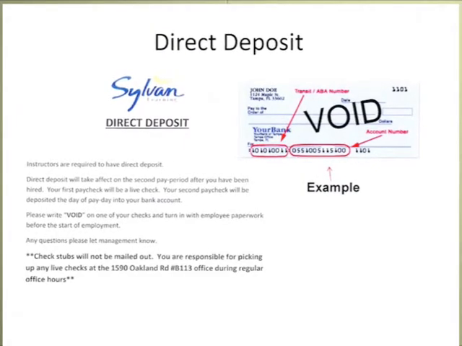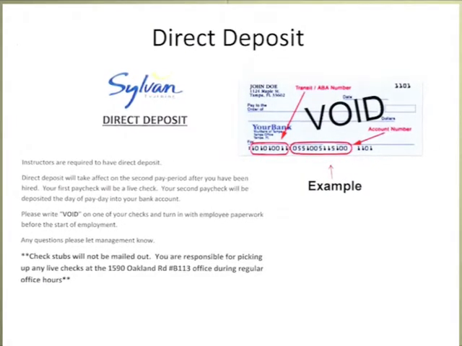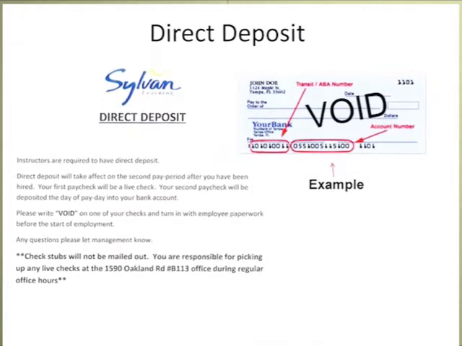We do expect that all employees have direct deposit, so please provide a voided check. If you do not have checks, please ask your bank for a direct deposit sheet. We cannot take written bank account numbers.